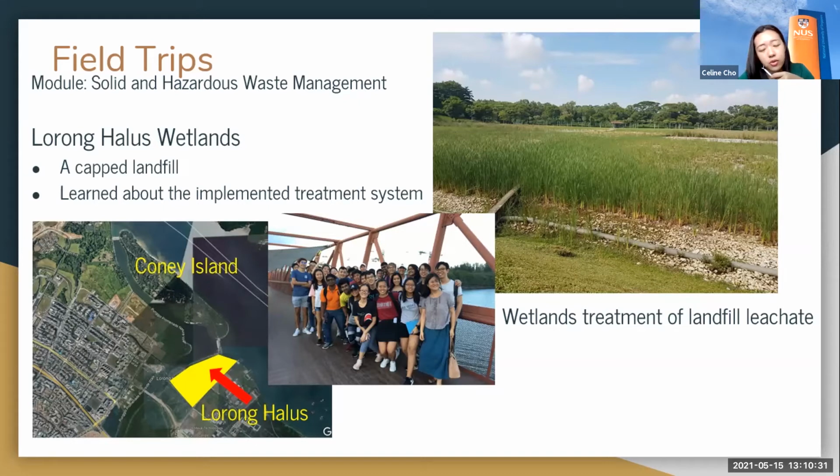And at Lorong Halus, it is treated via the wetlands treatment method, as shown here, where the plants will actually uptake some of the toxic contaminants into their leaves, and they will be harvested and brought to be incinerated. So it was really interesting to see real-life application of some of the concepts that we learned in class.